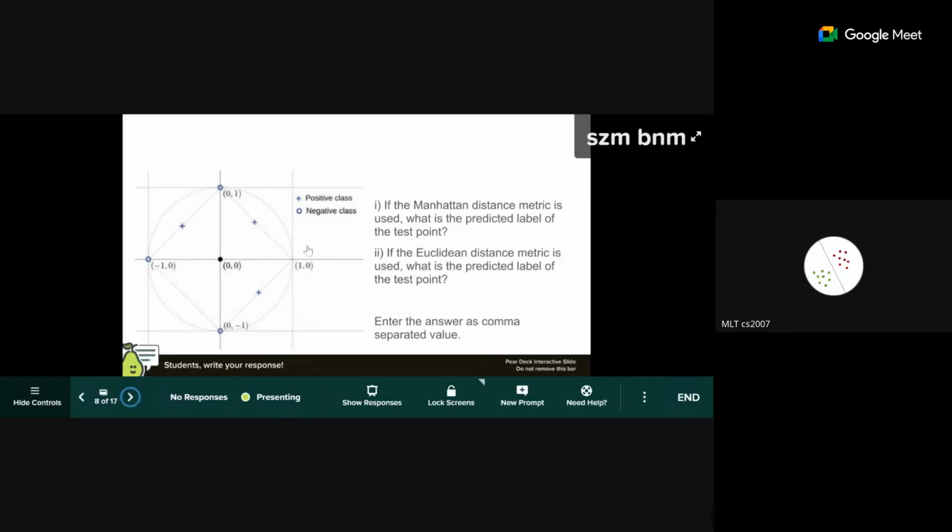Now, the question here is, if you use the Manhattan distance metric, what is the label that your model is going to predict for the point (0, 0)? And if you use Euclidean distance, what is going to be the label? Just work out this problem.